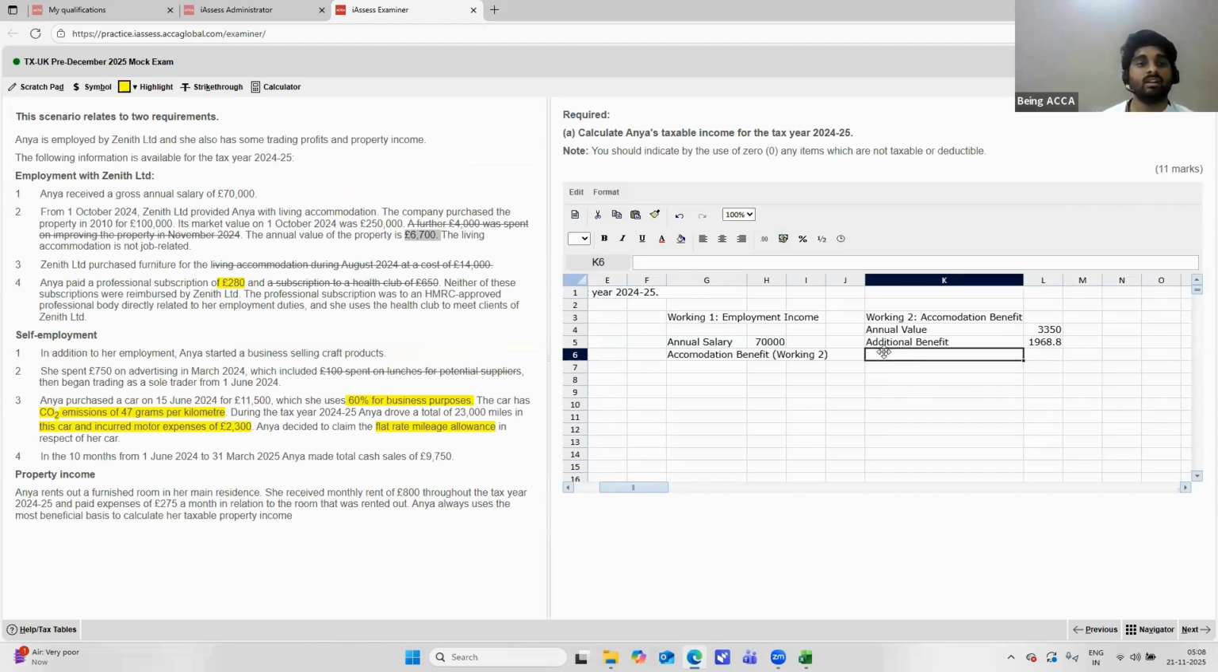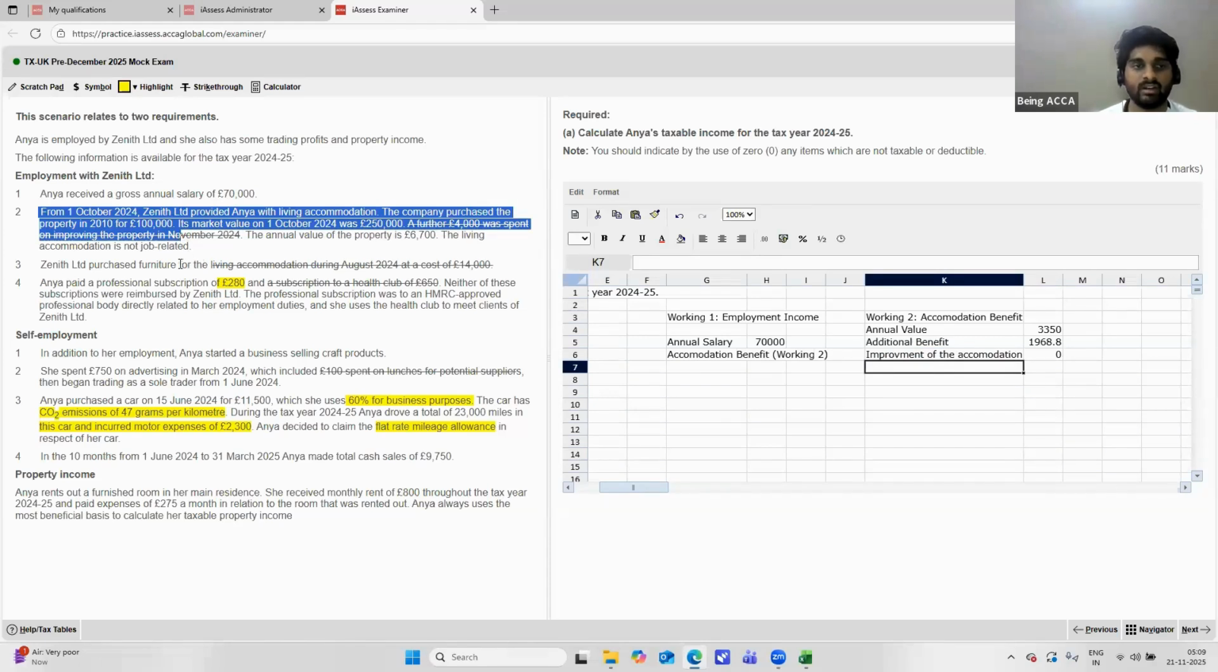Additional benefit has been calculated. Now, will this give rise to any additional expenditure? As I told you earlier, the 4,000 on improving the property will not give rise to any taxable benefit because the improvement happened during the tax year. So you should write that improvement of the accommodation. You should include it here and mark it as 0. All right, with this we have completed all these three parts.